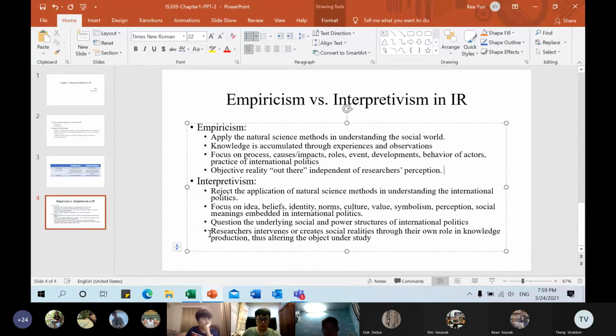They influence each other. The researcher intervenes or creates social realities through their role in knowledge production, thus altering the object under study. So there is influence between the researcher and the social reality under study. That's the main difference.